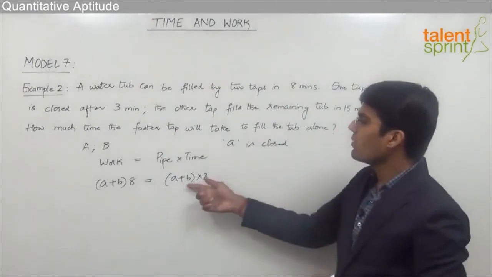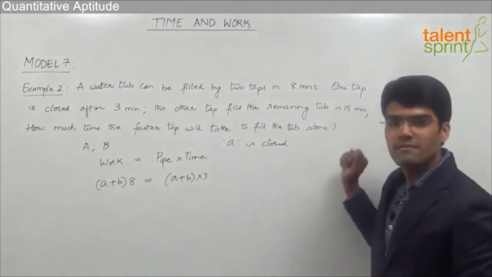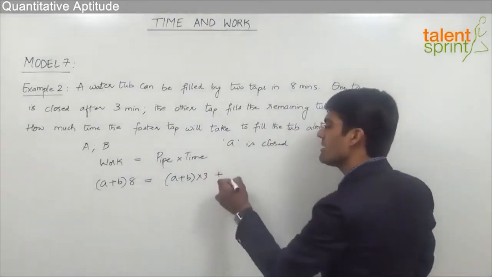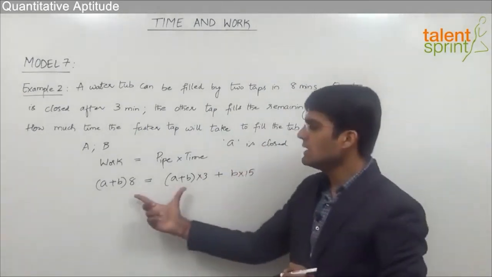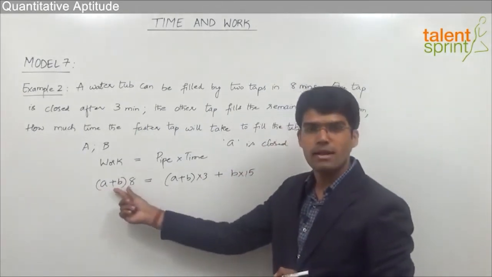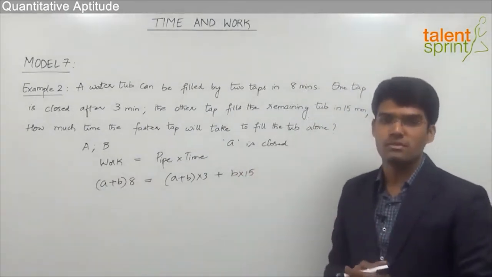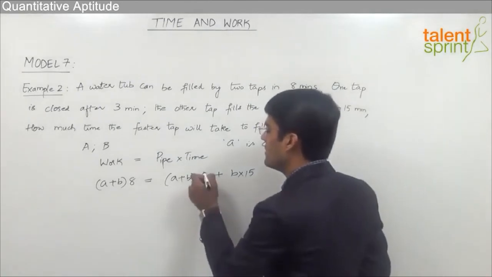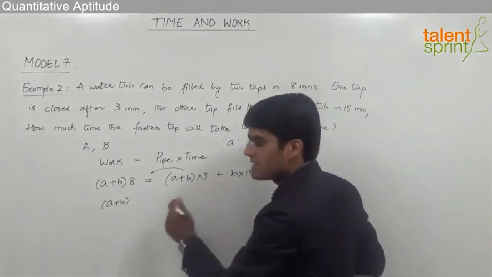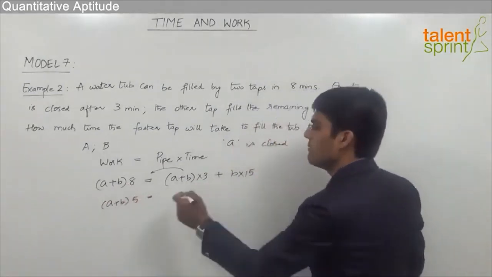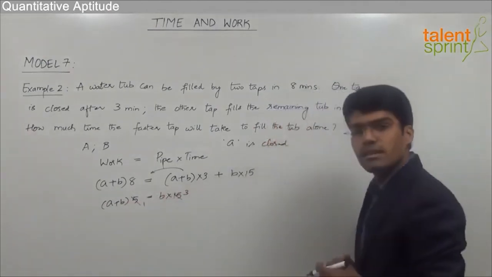So when tap A is closed, the other tap, that is tap B here, can fill the remaining tub in 15 minutes. So the remaining work was done by tap B alone in 15 minutes. So this is the work equation, in terms of pipes into time. Now by simplifying this, we can get the relationship between the two taps. So by taking (A + B) × 3 to the other side, we get (A + B) × (8 − 3), which is 5, and that should be equal to B × 15. So 5 × 1 and 5 × 3 is 15.